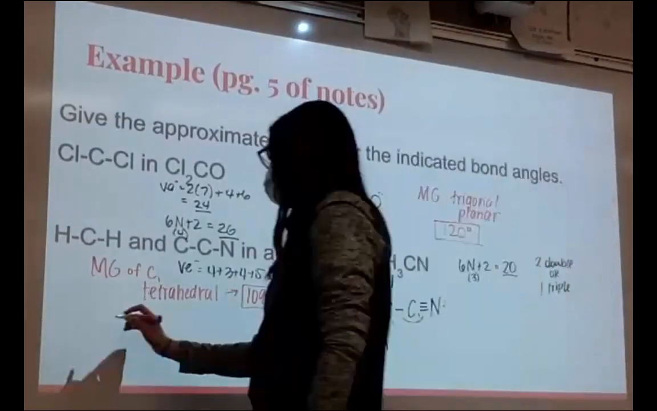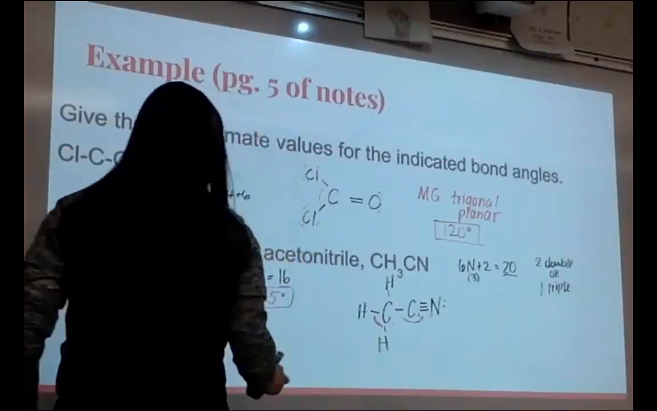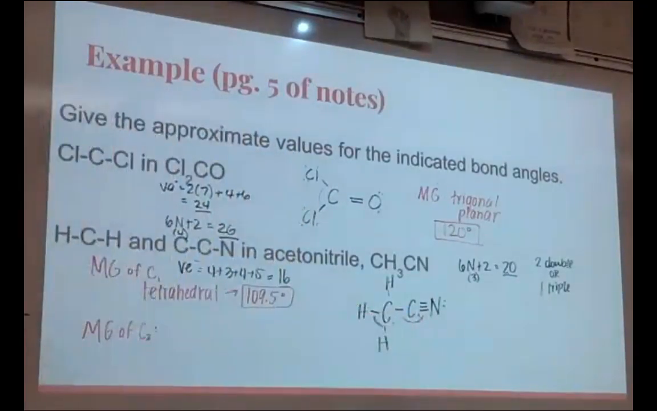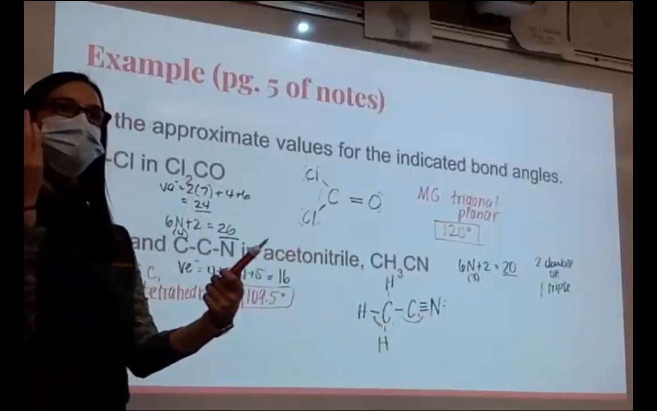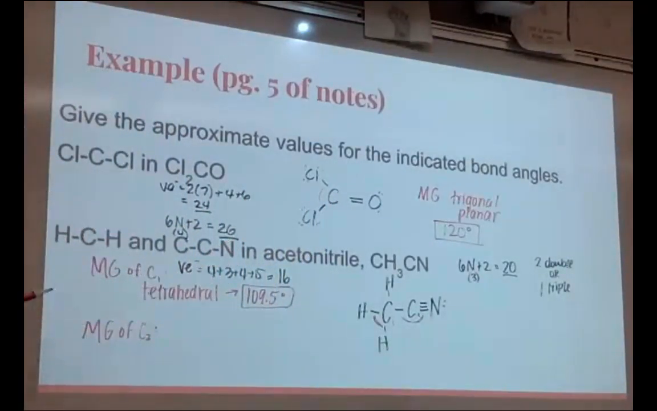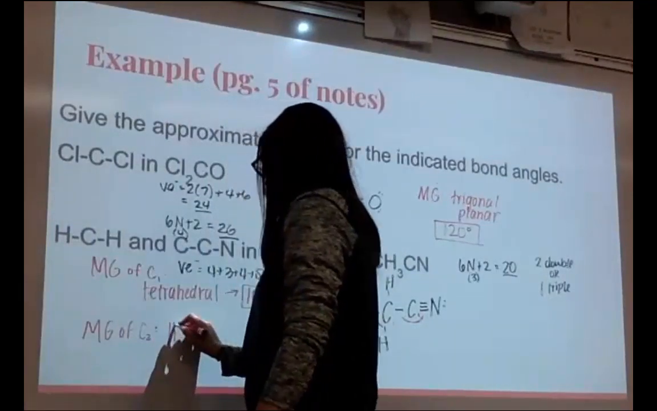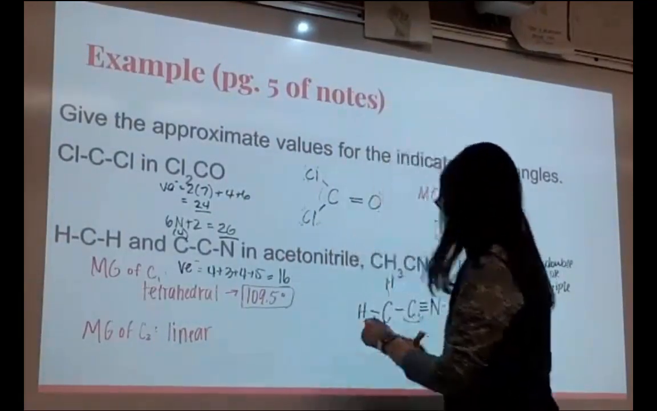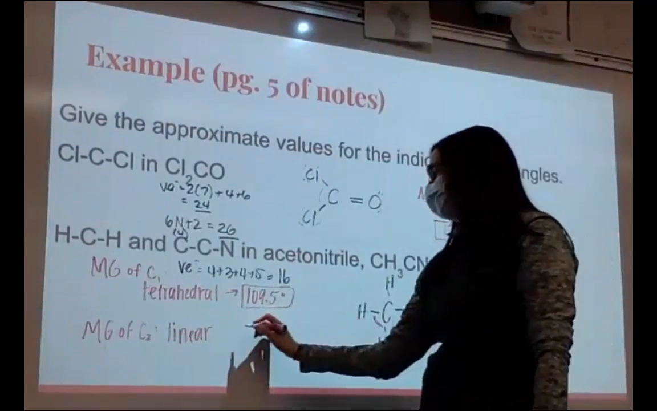Now we'll look at the second. So the molecular geometry of carbon 2. So I just numbered this one carbon 2. The second carbon has 2 atoms bonded to it. Has no lone pairs on it. 2 atoms bonded with 0 lone pairs is what shape? What molecular geometry? Linear. This is linear. If it's linear, what's the bond angle? 180.